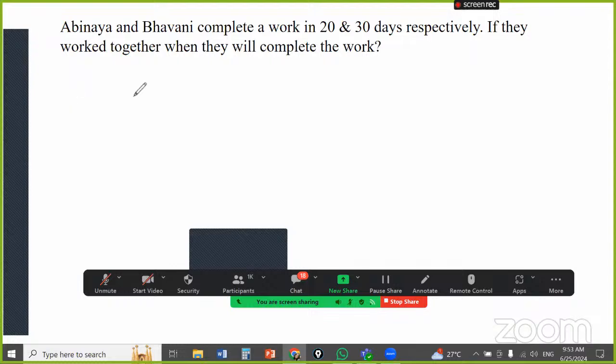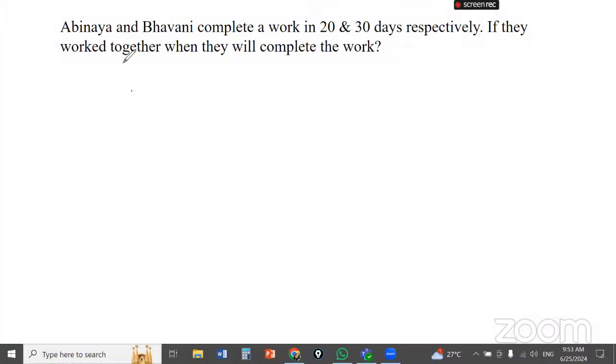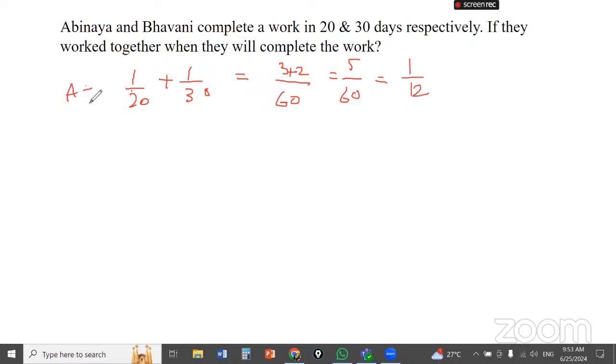So for those who didn't do it, I'll just do it fastly. Abhinaya's 1 day work will be 1 upon 20 and Bhavani's 1 day work will be 1 upon 30. Together we'll be adding them. So when we add them, the LCM would be 60. So that is 3 plus 2, 5 upon 60, that's nothing but 1 by 12. So together 1 day's work is 1 by 12. So total days is 12 days. They'll be completing the work in 12 days.